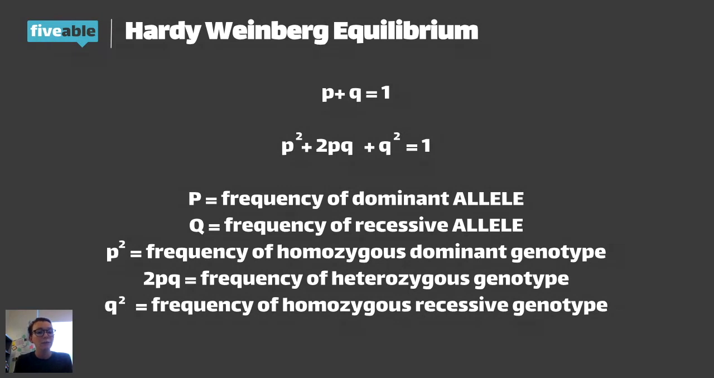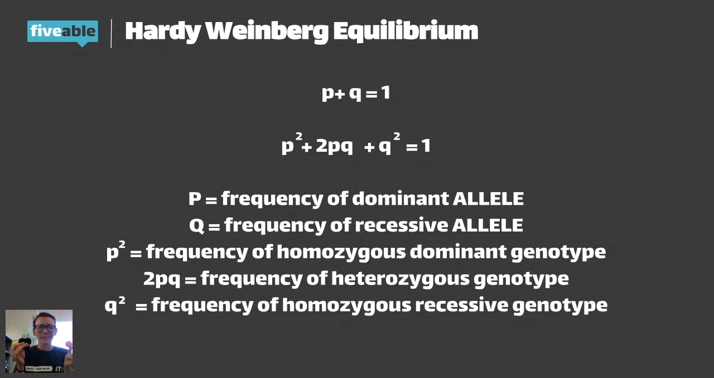Okay, so if I was trying to take a look at a population and count up the number of dominant and recessive alleles in that population, let's say we have one homozygous dominant individual and one heterozygous individual. If I just want to look at allele frequencies, I would have 3 dominant alleles out of 4 and 1 recessive allele out of 4. So P would be 3 out of 4 or 0.75, and Q would be 1 out of 4 or 0.25. And if you look at equation 1, 0.75 plus 0.25 is equal to 1, right?